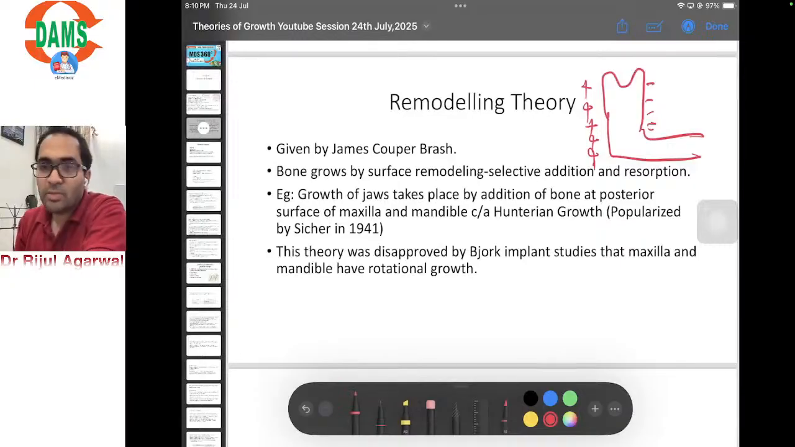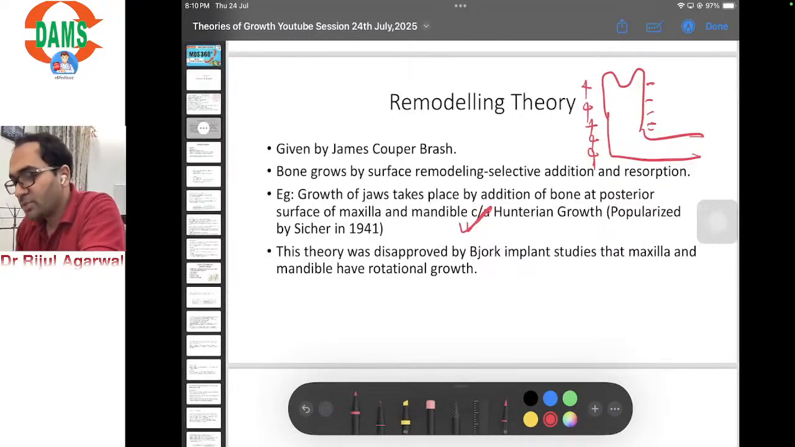And for maxilla and mandible specifically, he gave the term known as Hunterian growth, which was popularized by Sicher in the year 1941. So growth of the jaw bones takes place by selective resorption and deposition of bone. So if resorption is happening on one surface, then on the opposite surface there will be addition of bone, so as to maintain the length, breadth and thickness of the bone.